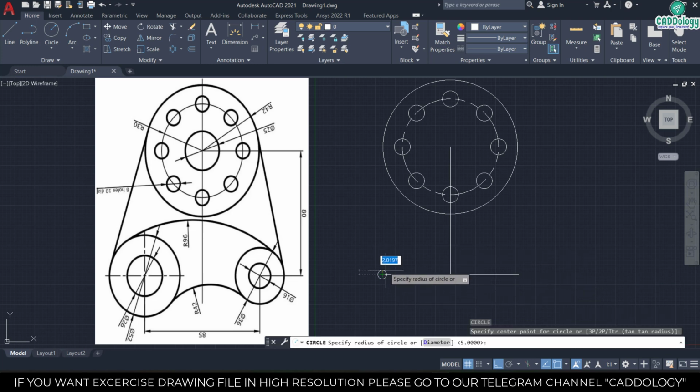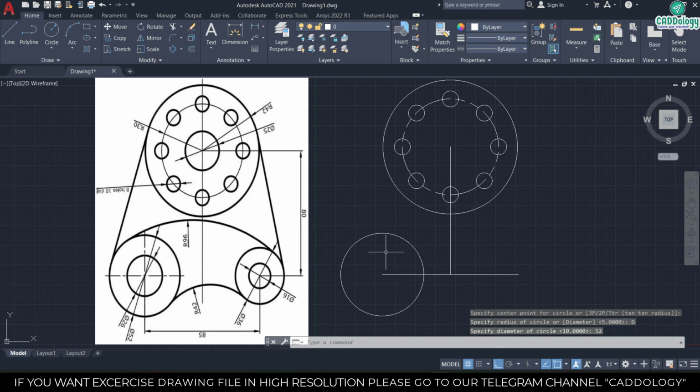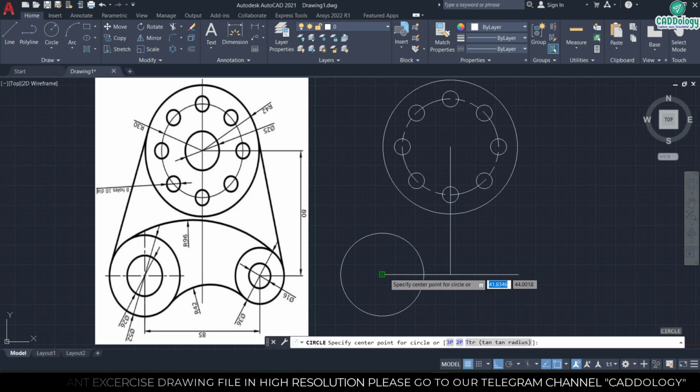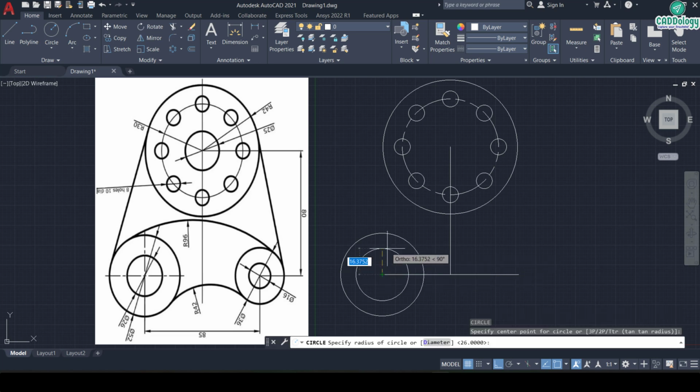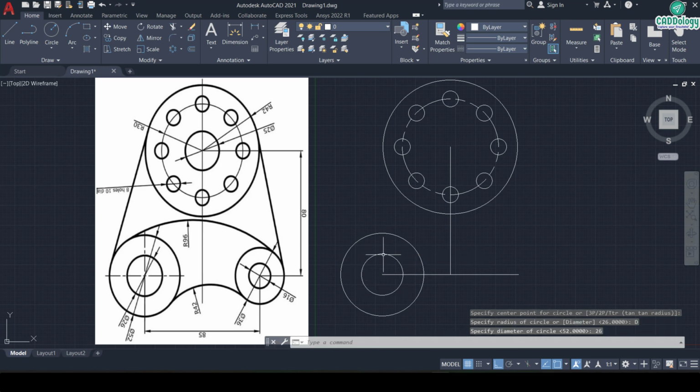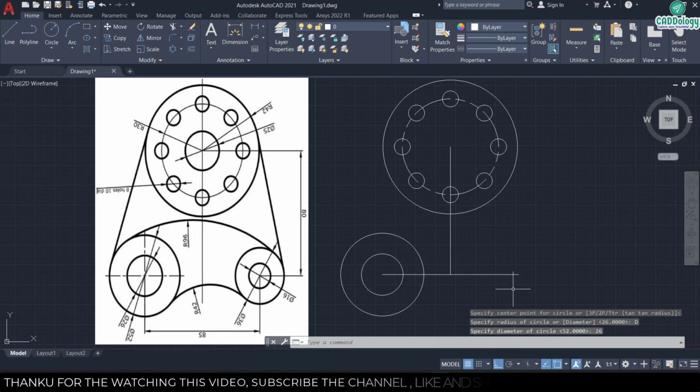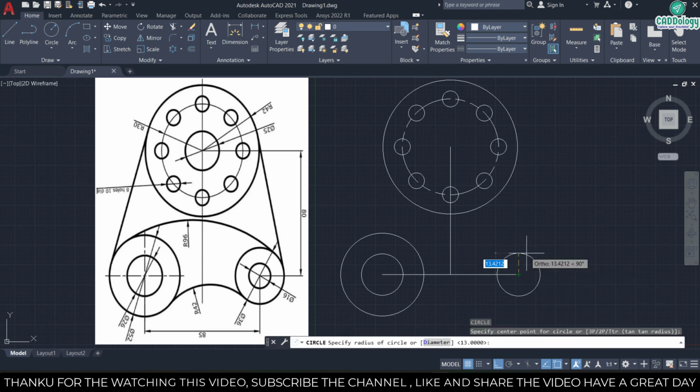Make a circle of diameter 26 and 52. Circle of diameter 16 and 36.